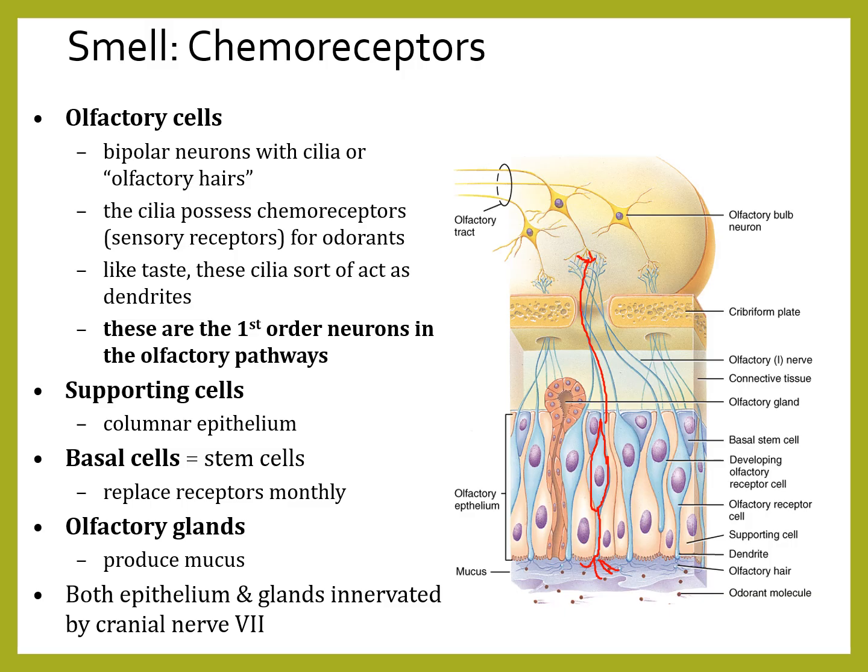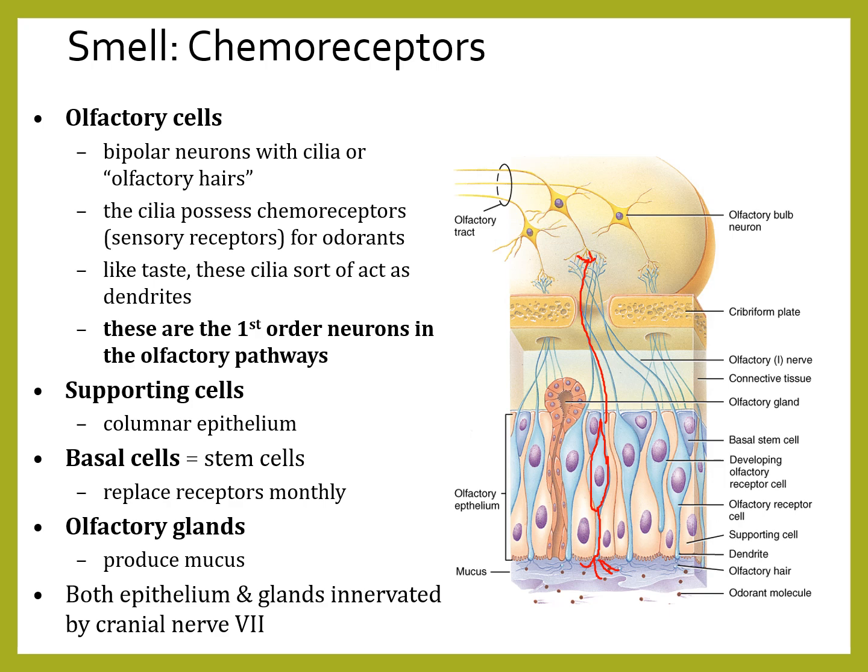These olfactory cells are the first order neurons in the olfactory pathway. In taste, the separate cells synapse with the first order neurons. In smell, the first order neurons are the actual olfactory cells.